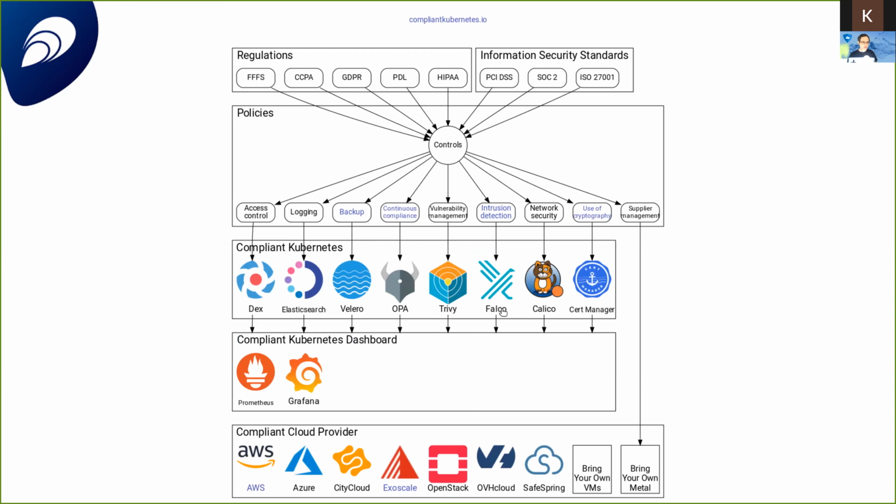So in order to simplify this work, we have created what we like to call the Swiss Army knife of our team, which is compliant Kubernetes. Basically, we started from looking at various regulations, such as financial regulations, the California Consumer Protection Act, which is around private data, GDPR, patient data law, and HIPAA, a US healthcare regulation. We then looked at various information security standards, mostly ISO 27K.